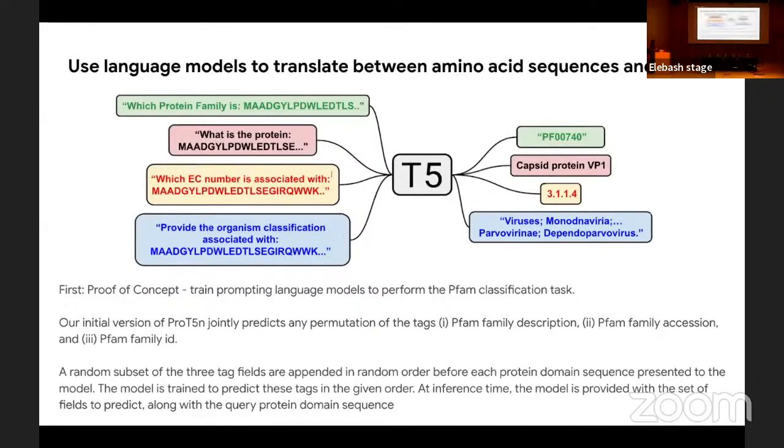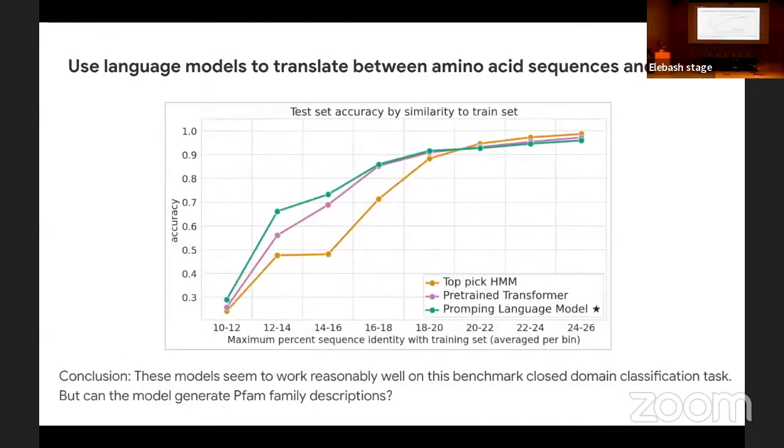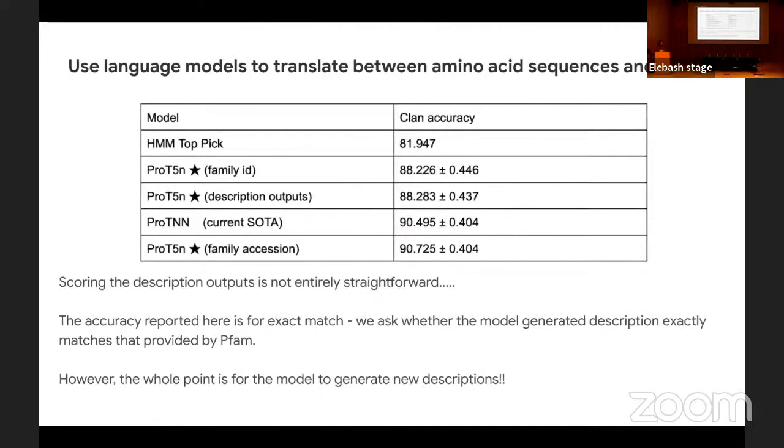And so we first carried out a proof of concept exercise where we trained this language model with one of the tasks being the PFAM task that I've talked about so much in this talk. We also trained it to predict PFAM family descriptions, which are free text descriptions, and PFAM family IDs, which again is a classification task. It turns out that it does very well at the straightforward classification task. It does slightly better even than our pre-trained transformer I talked about earlier. But what we really wanted to do, of course, is to generate these descriptions. If we look at the description outputs, which is the middle line of this table, it's doing pretty well, right? It has an accuracy of 88%, which is close to our state of the art, and in fact the family accession result there is even slightly better than the previous result.